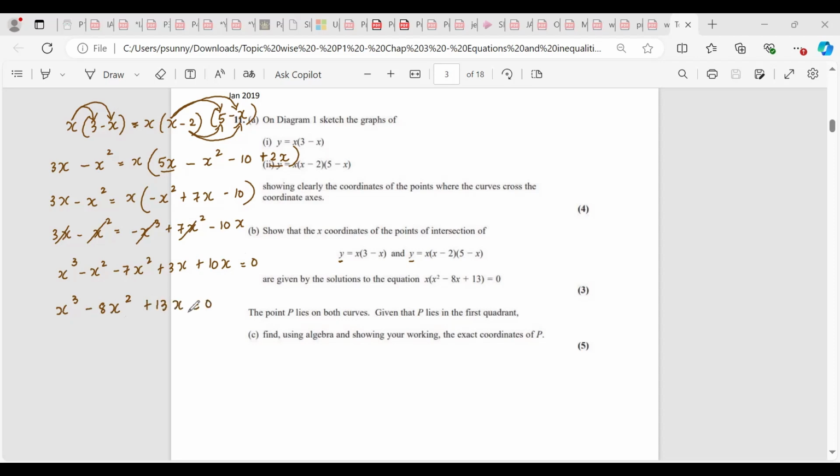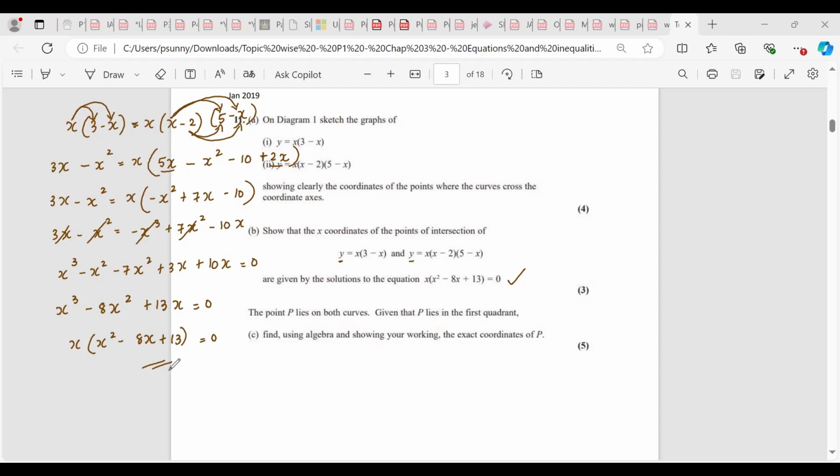I can see that I can factorize it. There is x common here. So when we take x common outside, we have x square minus 8x plus 13 is equal to 0. This is what we had to prove in the second part. Now, they're saying that for the third part, the point P lies on both the curves. Given that P lies in the first quadrant means its x and y coordinates are supposed to be positive. Find using algebra and show your working the exact coordinates of P.